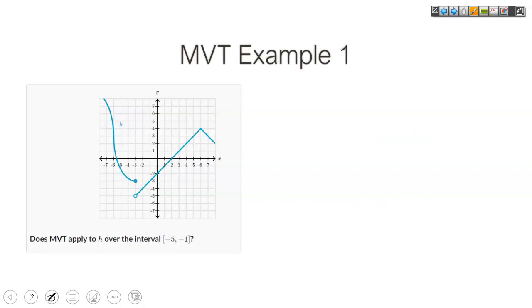Does MVT apply to function h over the interval -5 to -1? So this is like that multiple choice question that sets you up for failure. Because you see this, and you go, no. But is that sharp corner in the interval they gave me? However, what is in the interval they gave me?